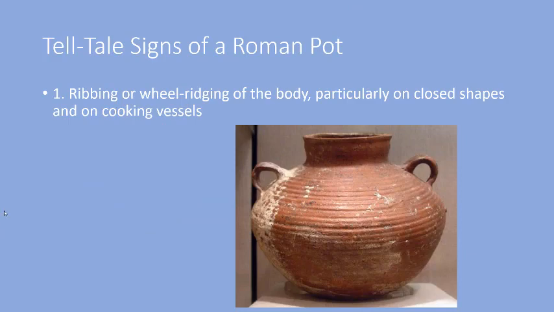Telltale signs of a Roman pot. If it looks like a pot and it doesn't look that interesting, there's a couple of signs that can tell you it's Roman. One of those signs is this ribbing, right? All these lines on the outside of this pot tell me, wow, it's probably a Roman pot. And this is something that we're going to see on coarsewares, like cooking vessels, storage vessels.